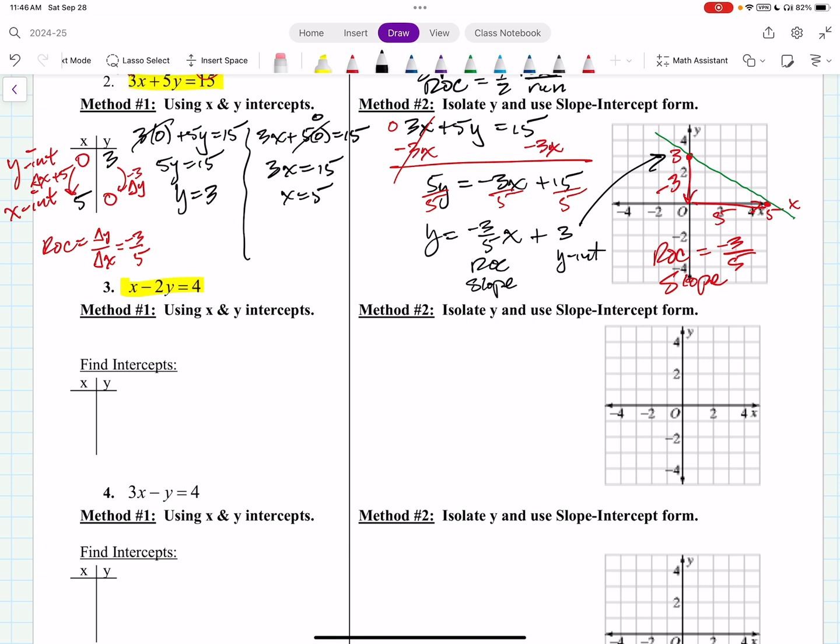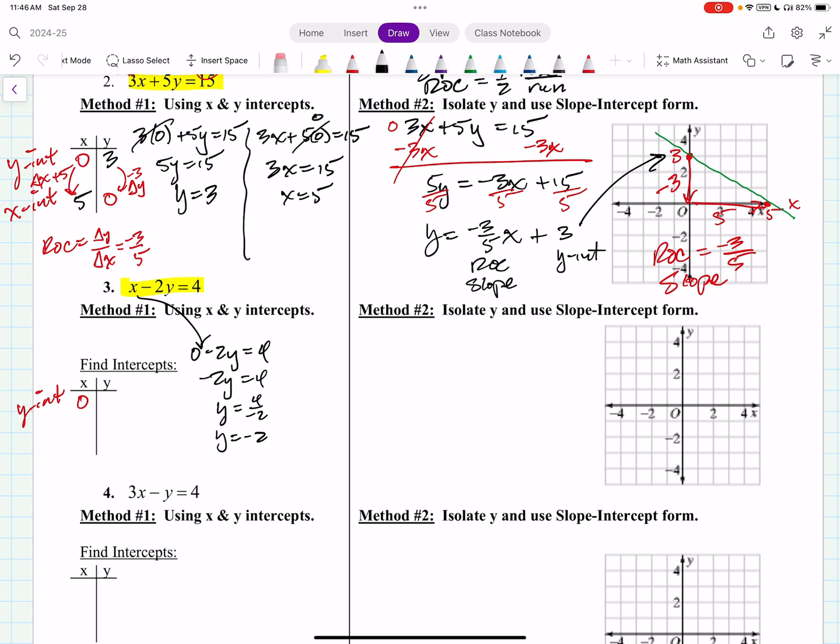So we have x minus 2y equals 4. And the first thing we do is we find the y-intercept by letting x be 0. So we have 0 minus 2y equals 4. Again, we substitute in 0 for x and solve for y. Well, I just get negative 2y equals 4. Divided by negative 2 gives you 4 divided by negative 2. So y is negative 2.